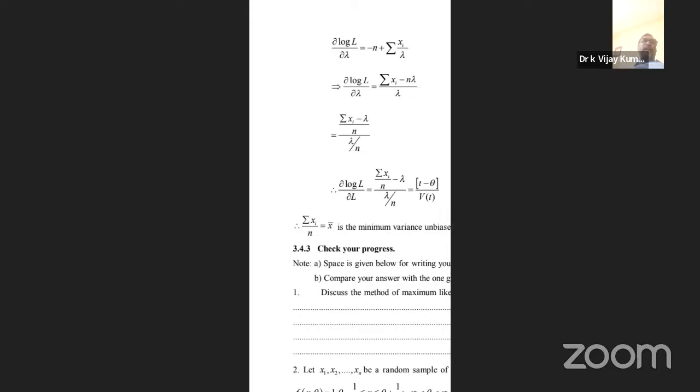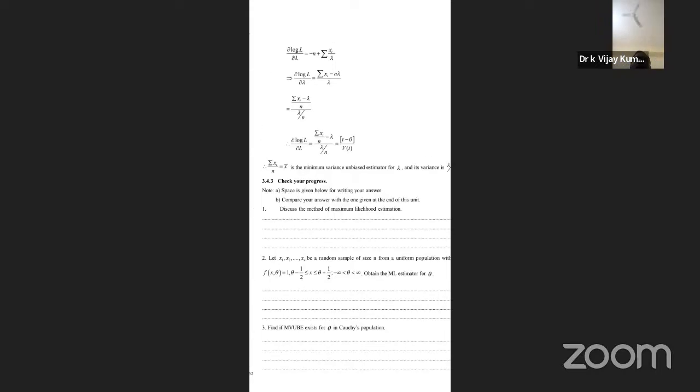So theta hat is the minimum variance unbiased estimator. Why? Because what is the meaning of unbiased estimator? Anyone tell me? What is the meaning of unbiased estimator? What is unbiased estimator? Is not equal to.